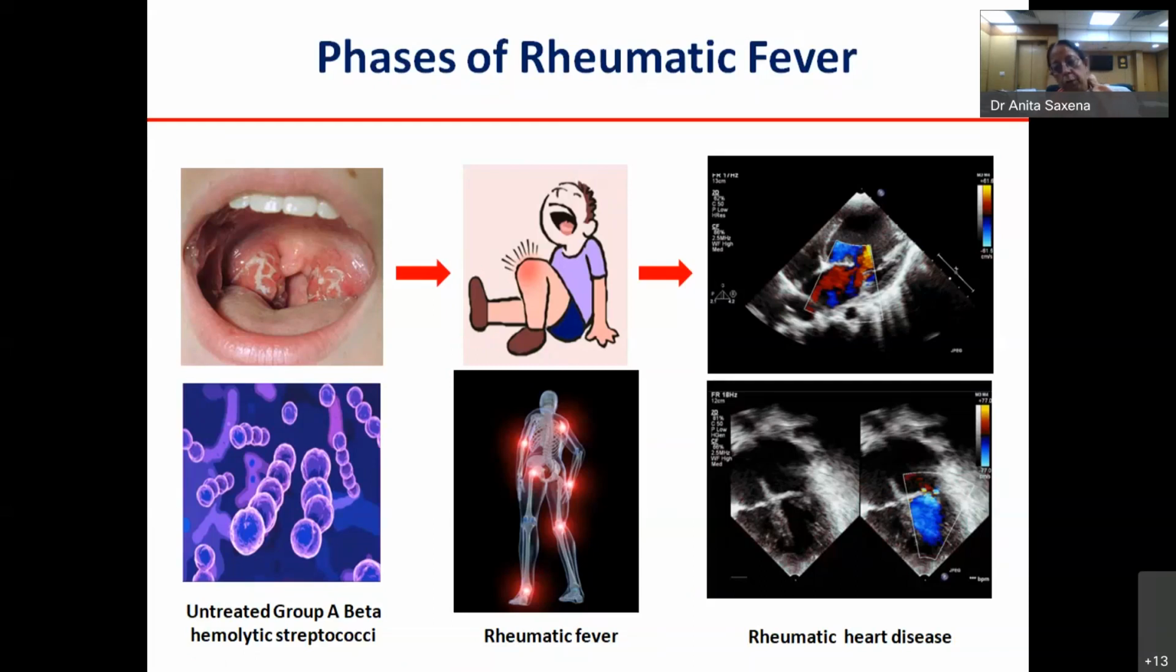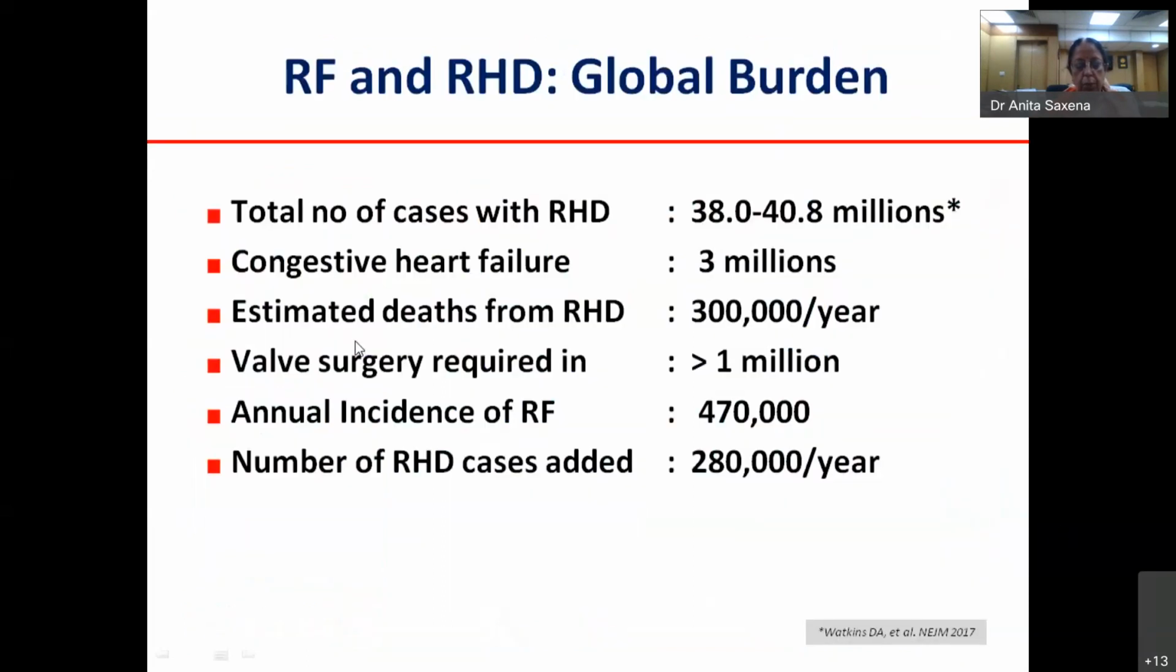But after joint pains also, there may be a long latent period before they actually develop damage to the heart, or so-called rheumatic heart disease. So these are conventionally 3 stages or phases of rheumatic fever, but as I said, everybody may not pass through all the 3 phases, and therefore it becomes really difficult to control rheumatic heart disease, because we may miss these 2 phases in many of these patients.